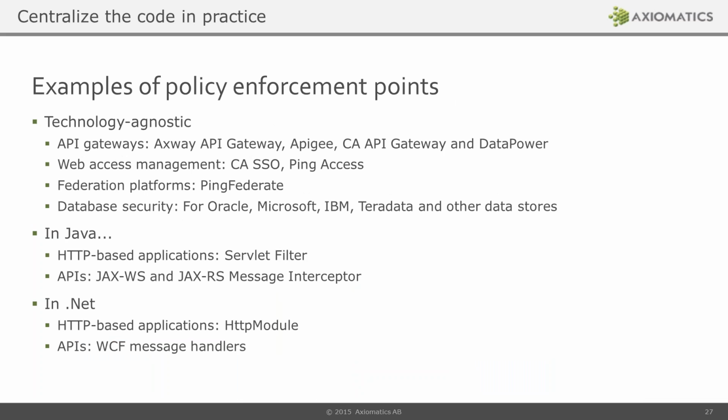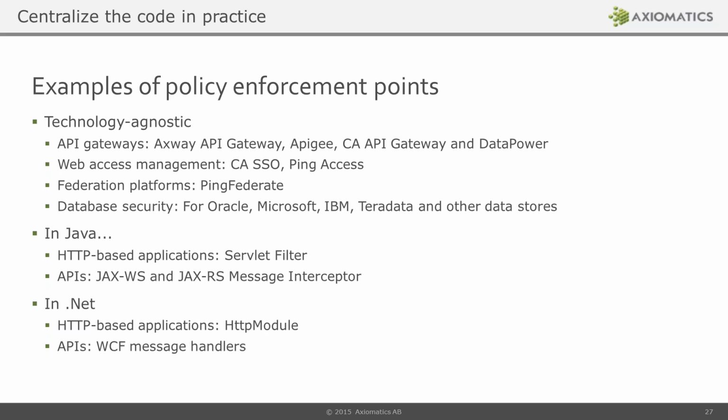First of all, we have policy enforcement points that I would call technology agnostic. And perhaps the simplest integration and the most popular integration we do today at Axiomatics is with API gateways, protecting web services, protecting microservices, and protecting APIs, JSON services, REST services. And for instance, we integrate with Axway API gateway, with Apigee, with a CA Layer 7 API gateway, and IBM DataPower. If you have your own open source gateway, we can also integrate with that very easily.